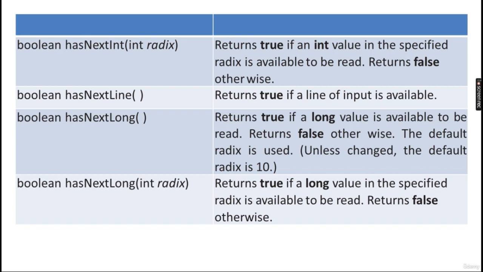Returns false. Otherwise, boolean hasNextLine returns true if a line of input is available. Boolean hasNextLong returns true if a long value is available to be read. Returns false. Otherwise, the default radix is used unless changed. Boolean hasNextLong(int radix) returns true if a long value in the specified radix is available to be read. Returns false.